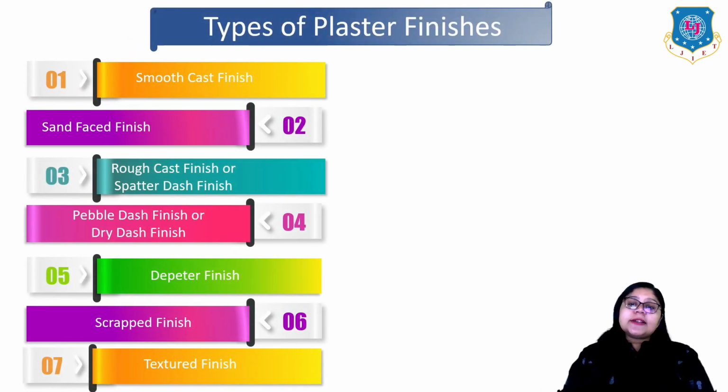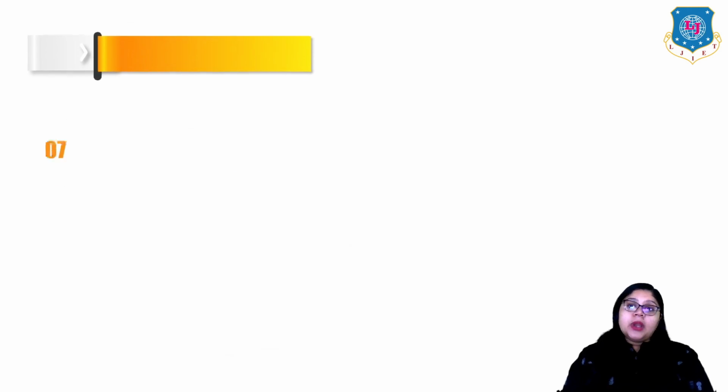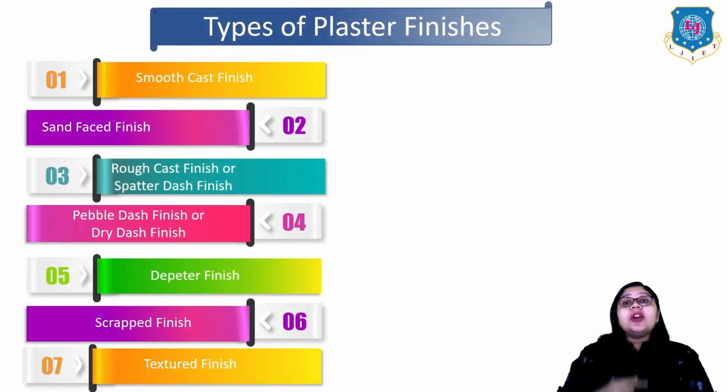Now let's move to the last type, which is textured finish. This is used with stucco plastering. Ornamental patterns or textured surfaces are made on the final coat of stucco plastering by working with suitable tools. Here you can see a clear image where you get the idea about this textured finish. So with this, we have completed all the different types of plaster finishes.